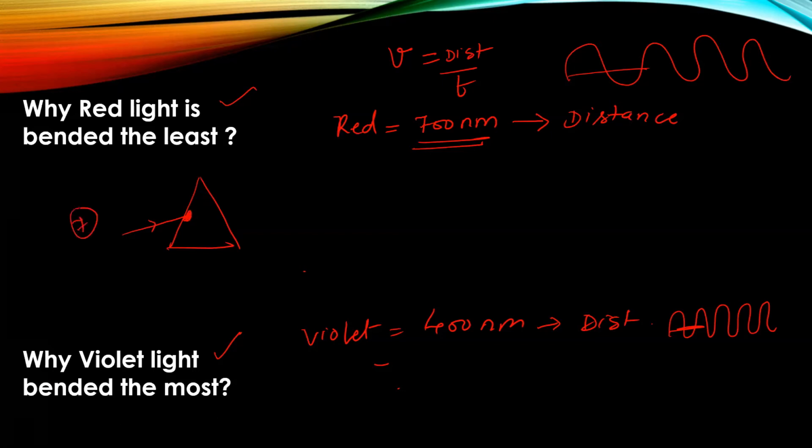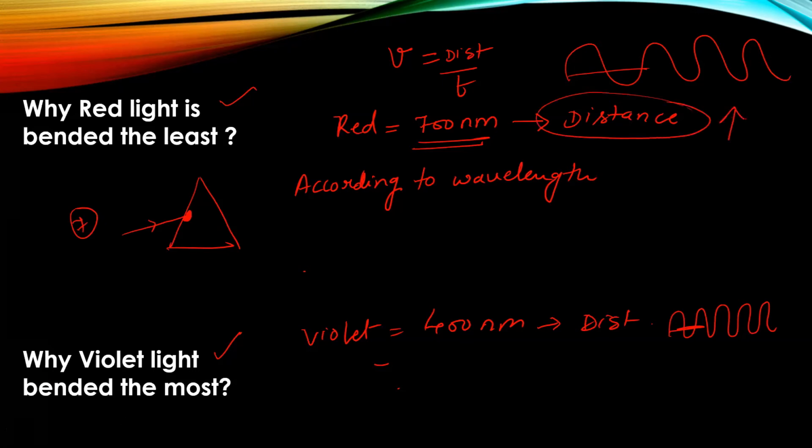Now, when this white light enters the glass prism, this white light is a mixture of 7 colors. Each type of color, according to its wavelength, right? All the 7 colors have different wavelength. So according to their respective wavelength, the speeds will increase or decrease. Now, when you say red light has the highest wavelength, that means distance traveled by red light is the most. As distance traveled by red light is most, velocity of the red light is also maximum.